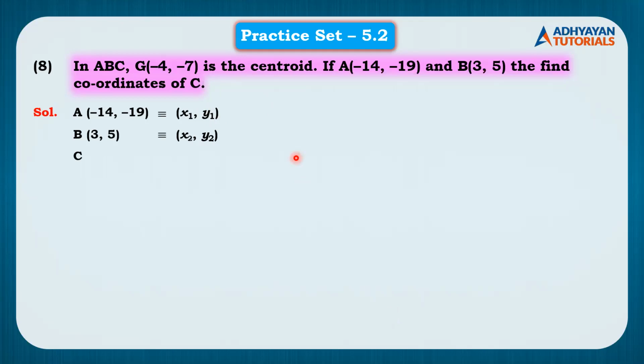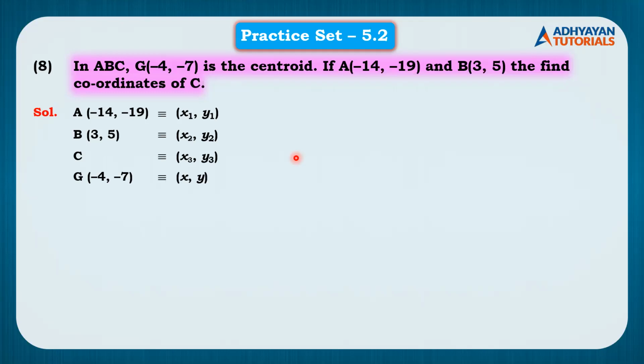We denote the coordinates of the centroid as x comma y. C is the vertex of a triangle, and since it's the third vertex, we'll consider its coordinates as x3 comma y3. Clear to all of you? And G, minus 4 comma minus 7, is the centroid we know. The coordinates of G, we consider them as x comma y.